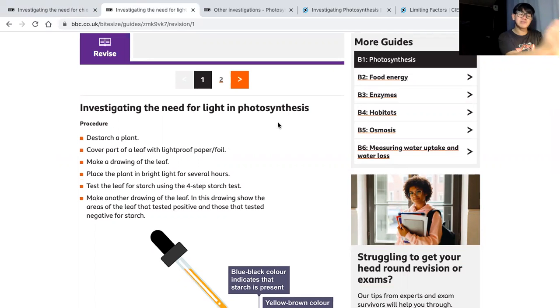Okay, we take a plant. This time we don't care whether it's variegated or not variegated. We would actually prefer the non-variegated leaf. Okay, just a normal leaf. Take a normal leaf from outside. Same thing, put it in the black cupboard. We destarch them. If you see that, destarch a plant. Okay, so we put it in the black cupboard so that what?